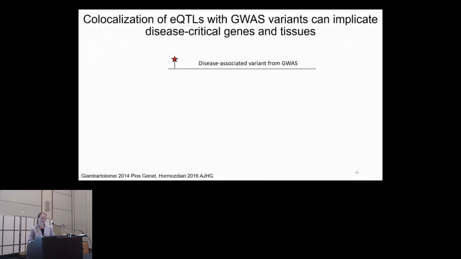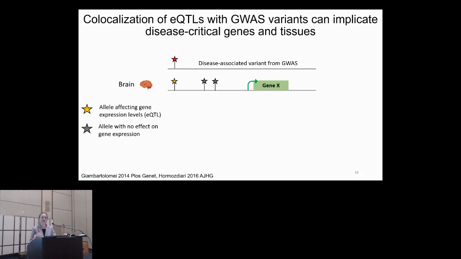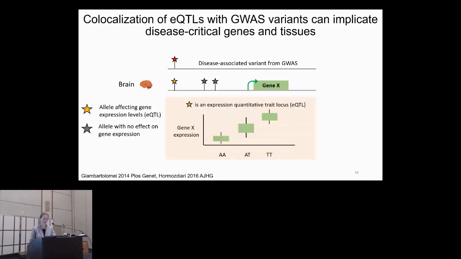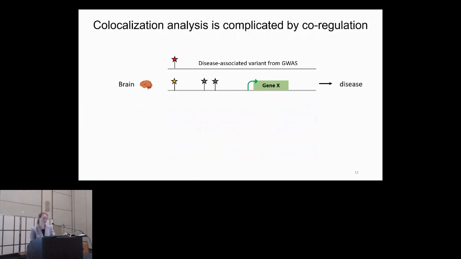So with an example, I want to show how co-localization of eQTLs with GWAS variants can help us identify disease-critical genes and tissues, but also why it gets kind of complicated. So let's imagine in red here, this is a disease-associated variant from GWAS. Now let's say in brain tissue, we see that the same variant is an eQTL for gene X. That means that there's a linear association between gene expression of gene X and the allele, like let's say risk allele count at that variant.